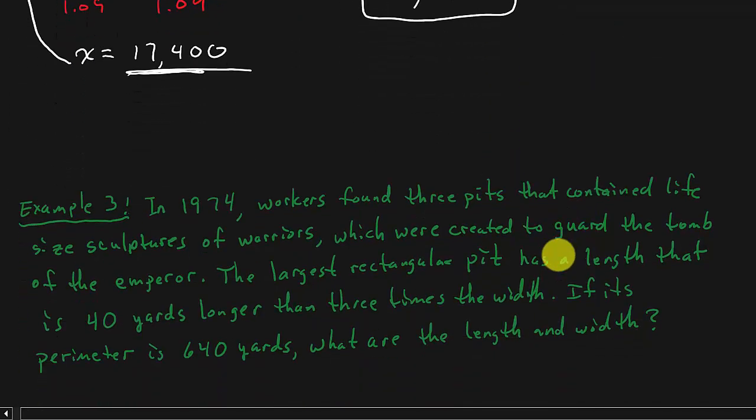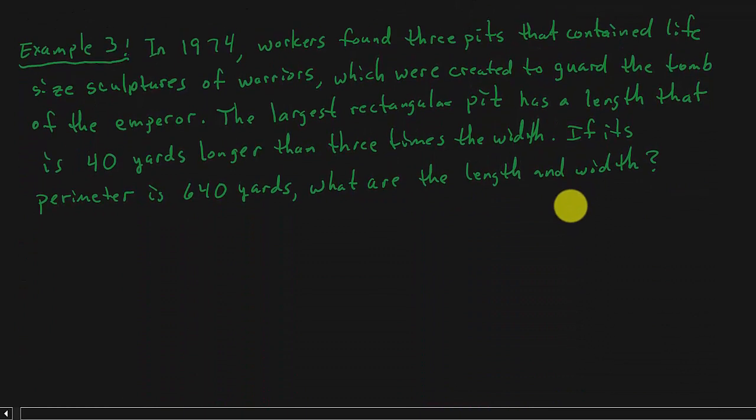so let's look at the next problem. It says in 1974, workers found 3 pits that contained life-size sculptures of warriors, which were created to guard the tomb of the emperor. The largest rectangular pit has a length that is 40 yards longer than 3 times the width. If its perimeter is 640 yards, what are the length and the width?